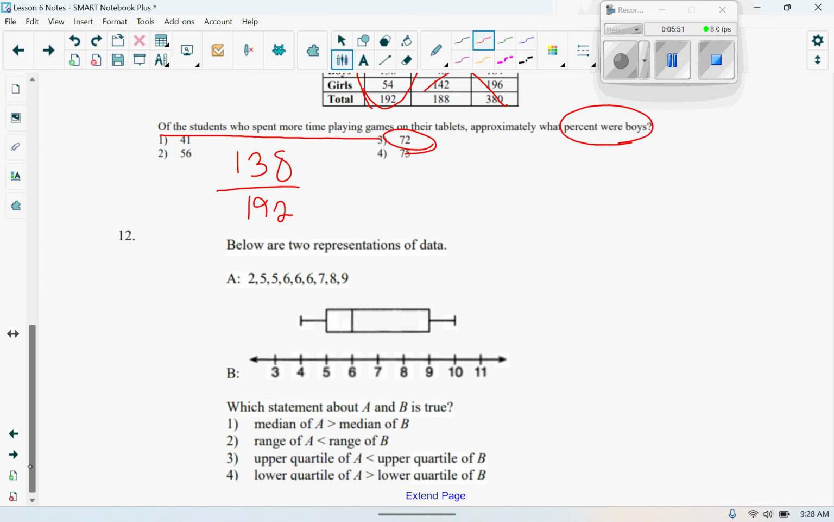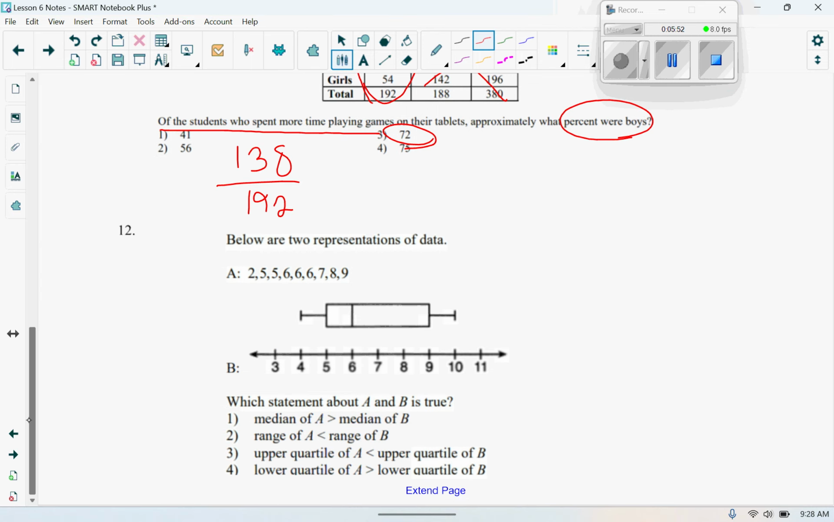Okay, so the only way to compare these two pieces of data is to turn this into a box and whisker. So that's what I'm going to do. Let's see. I'll put my whisker there and my whisker there. 1, 2, 3, 4, 5, 6, 7, 8, 9. 1, 2, 3, 4, 5. So I have 4 on this side and 4 on this side. So my median, look at that. My median is going to be the same.